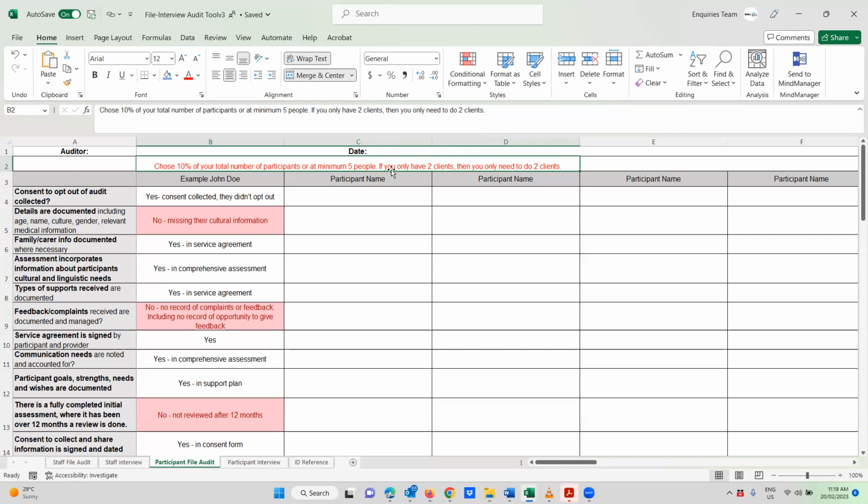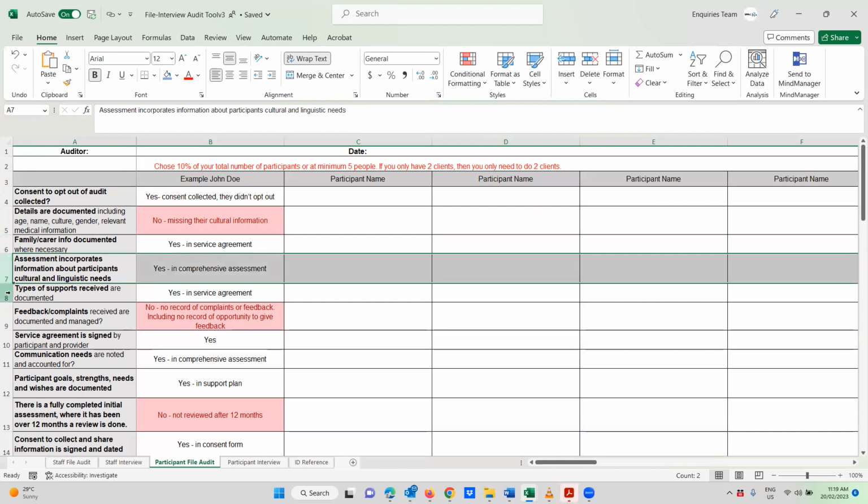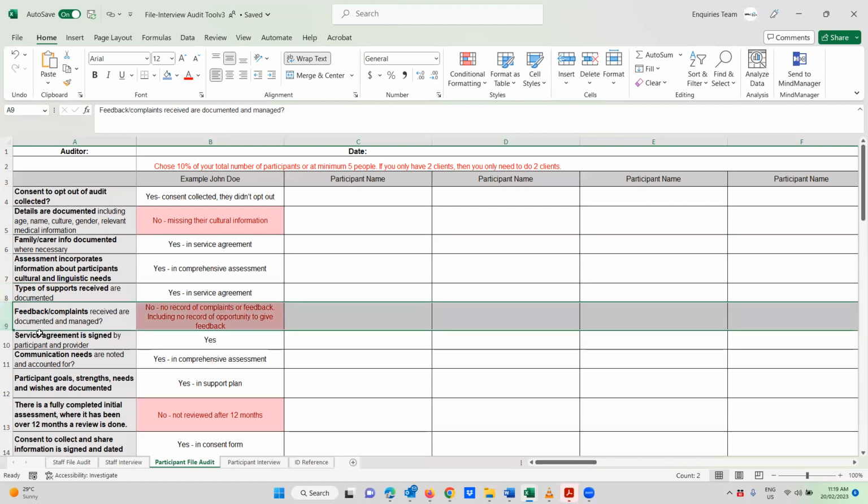So we're looking to see that supports are person-centered. The first thing that tells us whether something's person-centered is whether you've collected information to that effect. If we can't find anything around culture, gender, medical information, family, what the participant likes to do in their spare time, what their communication needs are, if we can't find these things where they've been collected in an assessment, then we're pretty sure we're not going to find a person-centered support plan, are we?